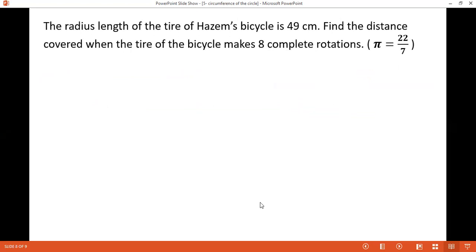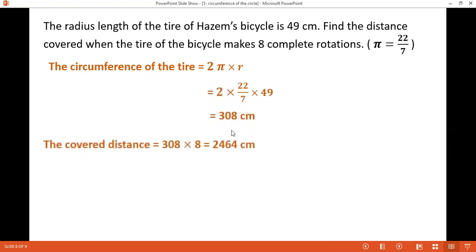Okay. The radius length of the tire of Hazen's bicycle is 49. This is the radius length. Find the distance covered in 8 complete rotations. So I have the radius, so I'm going to get the circumference, 2 pi r. The answer will be 307.8. I have 8 complete rotations, so 8 multiplied by this number, the circumference. Okay, this is the distance covered.